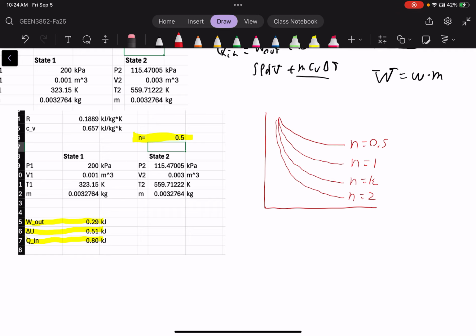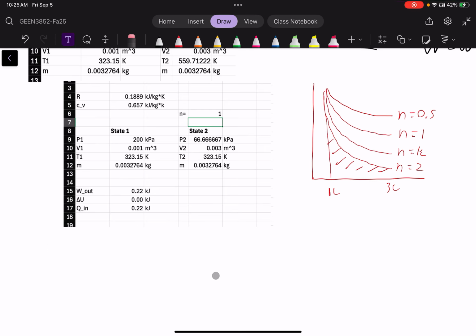As I go through these, I'm always going from 1 liter to 3 liters, but I expect the total area under this curve to decrease as my n increases. I'm also expecting to see different changes in my internal energy and different values of heat. So we'll keep an eye on that as we go through these values. I'm going to change n to 1, and we can see that my work decreased. We also see that my delta U went to 0. That makes sense because my delta T is 0. And so my heat required also decreased.